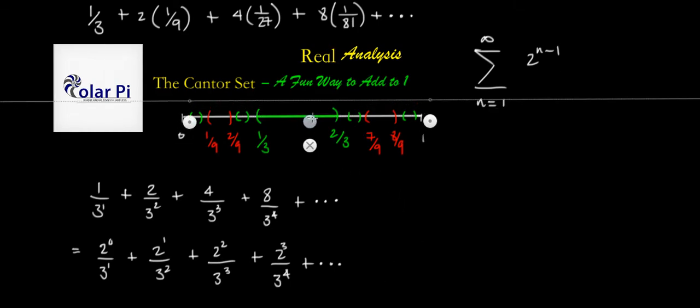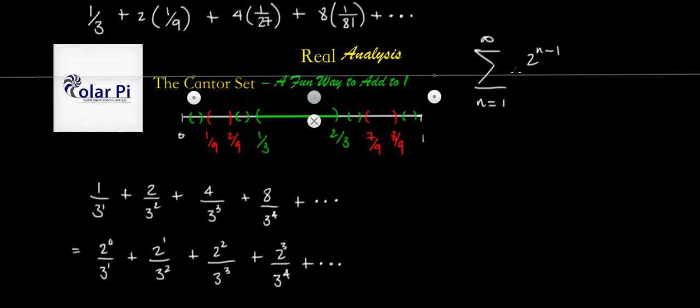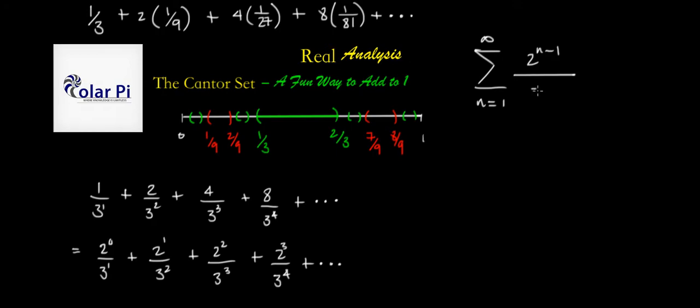divided by what? 3 to the n. Okay, cool. So we're almost done, because what we have left to do is show that this sum is in fact equal to 1.